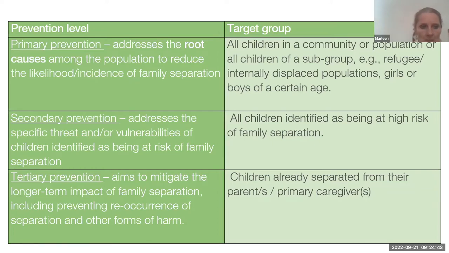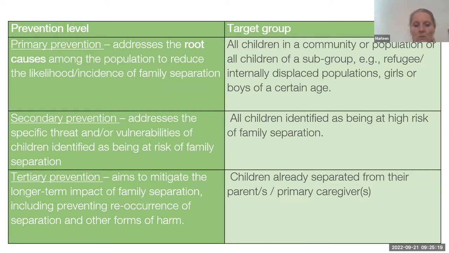Then when it comes to secondary prevention, this addresses the specific threats and vulnerabilities of children identified as being at risk of family separation. And tertiary prevention, again, as also Hani explained, is actually looking at children where the harm has already been done. So that means in this case, those children that have already been separated from their families, and it aims to mitigate the longer-term impact.